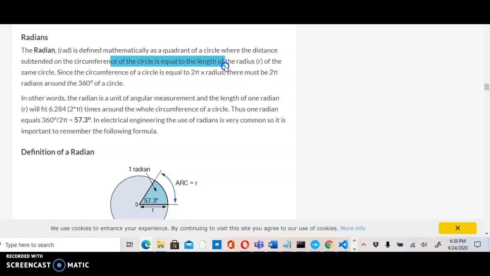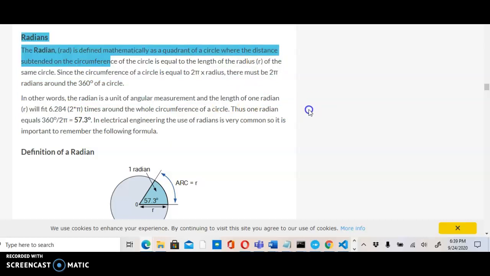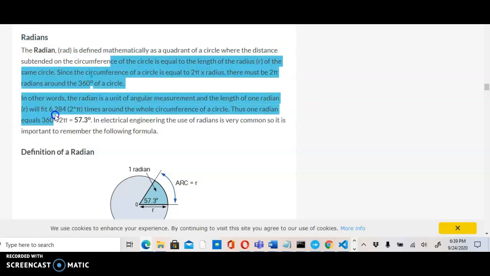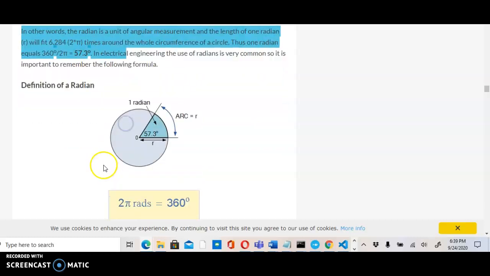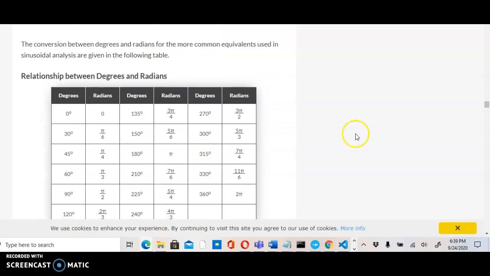So you have 2 pi radians, which is 6.284, and 360 degrees divided by 2 pi is 57 degrees. So you can figure out the degrees of that. You can get radians and degrees and all those.